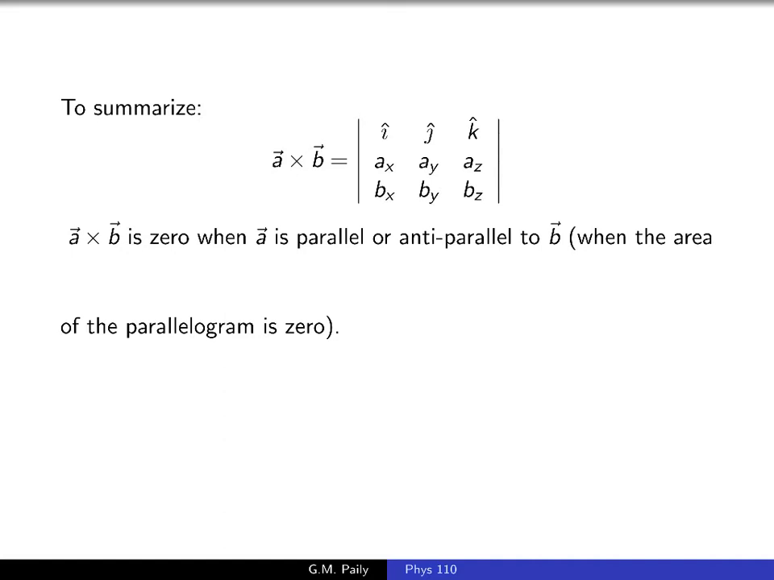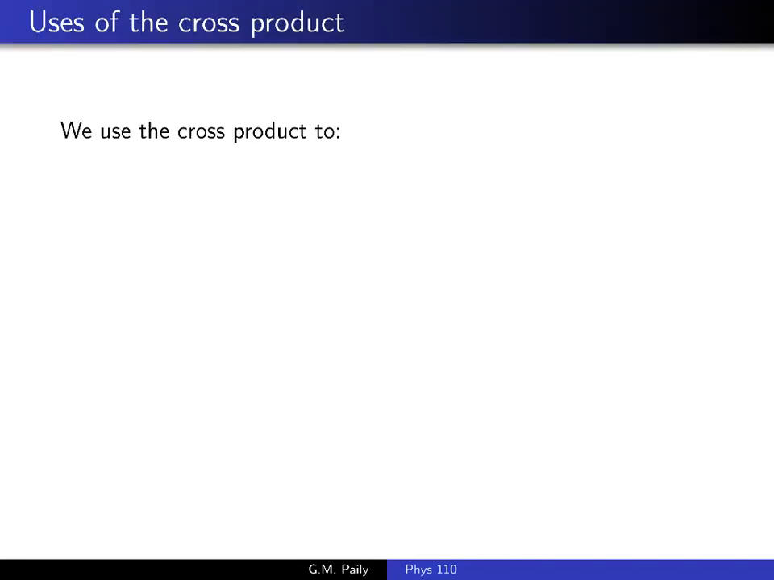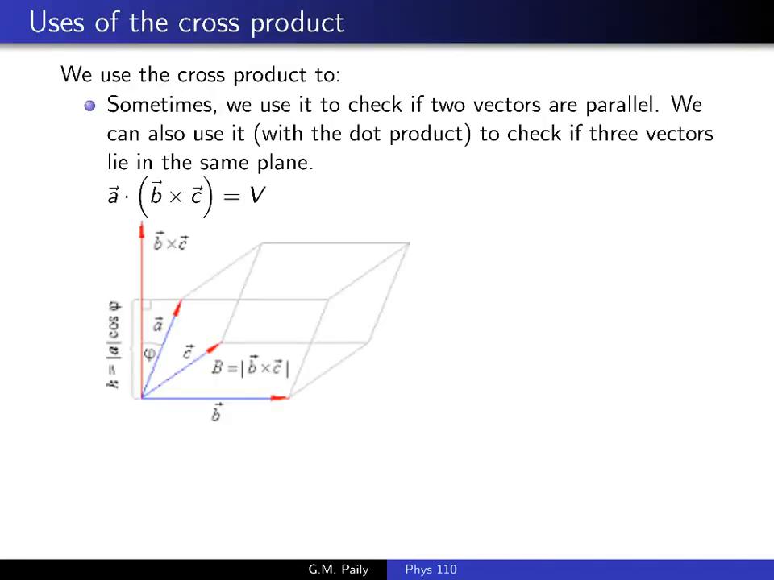A cross B is 0 when A is parallel or antiparallel to B. That is when the area of the parallelogram that they form is 0. And the direction of A cross B is given by the right-hand rule. We use the cross product sometimes to check if two vectors are parallel. If they are parallel, then their cross product is 0. We can also use it with the dot product to check if three vectors lie in the same plane.